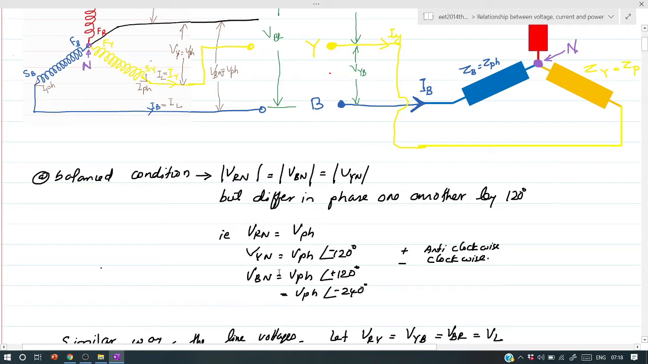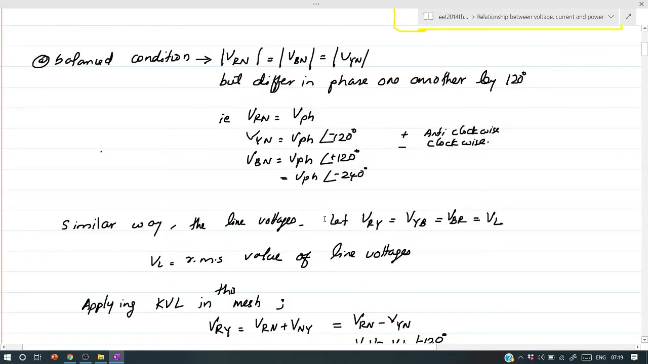Similarly, VBN is equal to V phase angle 120 degrees. When we consider this one, VBN is leading VRN by an angle of 120 degrees. Or in other words, the VBN phasor is anti-clockwise with respect to VRN by an angle of 120 degrees. We can also represent it in this way: the VBN phasor is 240 degrees clockwise with respect to the VRN phasor. In a similar way, the line voltages also have this relation as mentioned earlier.